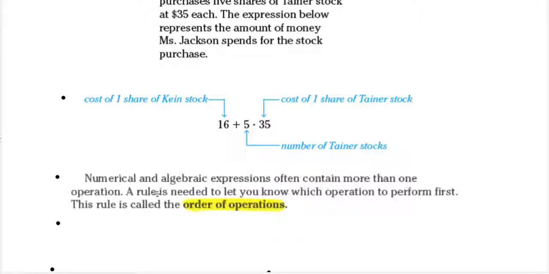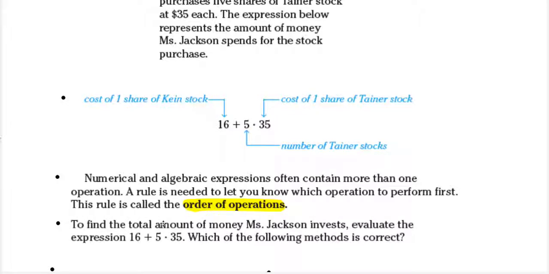Numerical and algebraic expressions often contain more than one operation. This is what we call a numerical expression, because it is just numbers. If there's a variable there, then this becomes an algebraic expression. A rule is needed to let you know which operation to perform first, and this rule is called the order of operations. Again, another review of the order of operations.